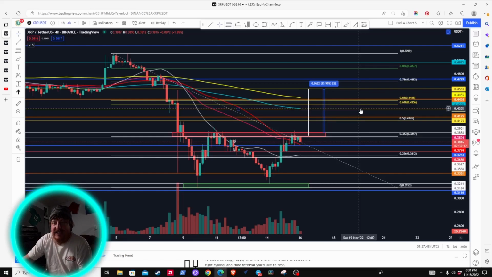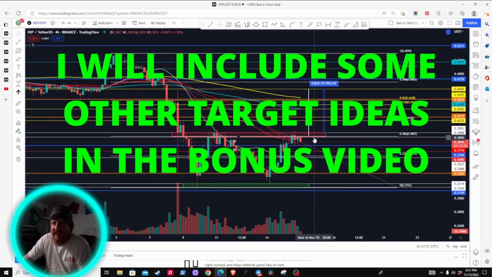Now, there are other ways to find a little bit more confluence between different time frames. This is just a very simple way to find a few targets in between here using the fib level on the 4-hour, which is the time frame I opened this trade on, as well as the horizontal lines of support and resistance, and the measured move of my actual pattern.